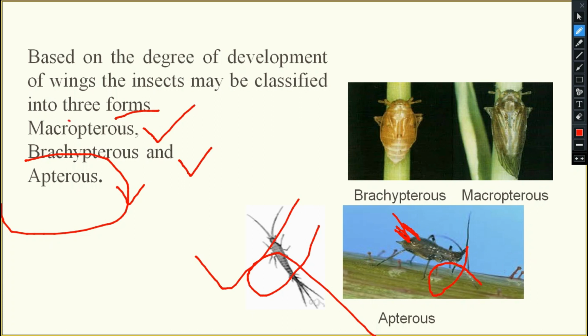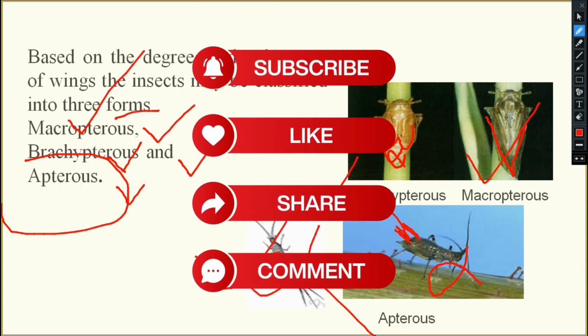Now coming to what is macropterous and what is brachypterous. Macro means large. You see, this is the wing; the wing is covering the abdominal tip completely. Larger wings are there, completely covering the body. This is known as macropterous. What is brachypterous? These are the wings, not covering the abdomen or the body completely. This is known as brachypterous. Clearly understood the difference? Yes or no? Yes, sir. What is apterous? What is brachypterous and what is macropterous?